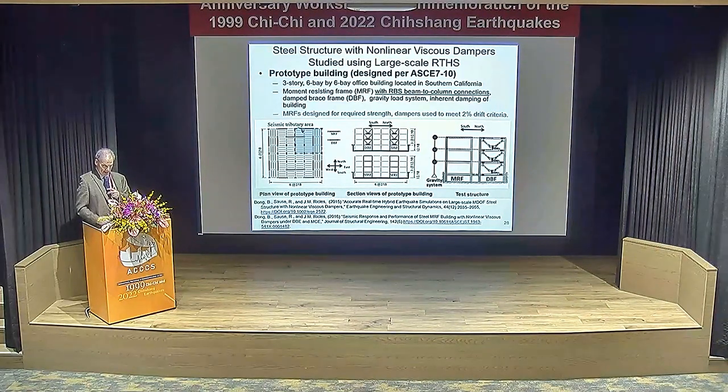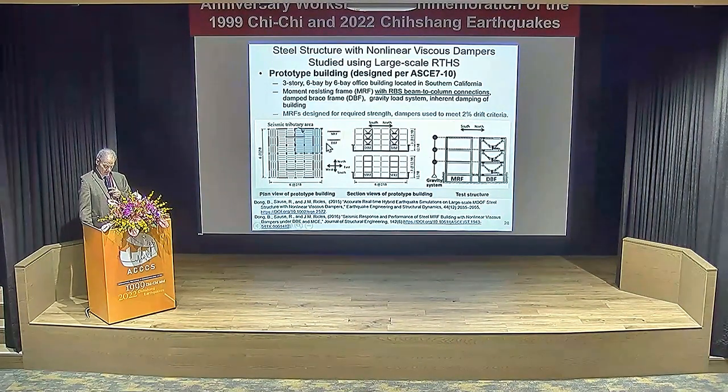So we had to do deaggregation and choose all the records for the seismic hazard. The system is a moment-resisting frame with RBS connections, and then there's a damped braced frame, as you'll see, to control the drift. We accounted for the gravity system and the inherent damping, which was about 2%. The moment frames are designed for strength. When you design things, you need to design for strength, but also for drift control. We said, no, we're going to use the moment frame design for strength. And how do we control the drift? Well, we use the dampers to control the drift. And in this case, we chose 2%.